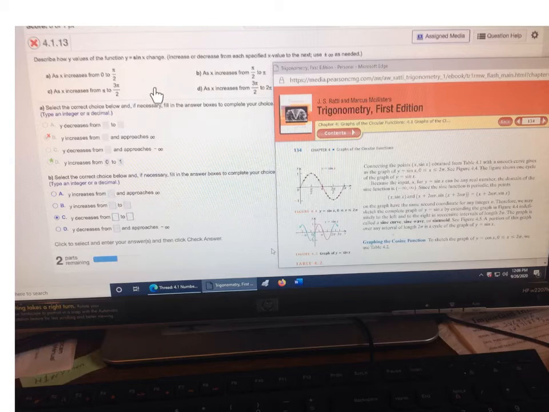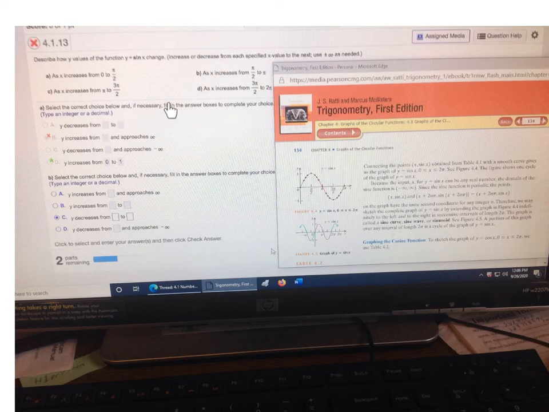Then for part B, as you go from pi halves to pi, the y value here is 1, and the y value comes down to here, which is 0. So the y value decreases from 1 to 0. And then they look here, the y values go from 0 to -1, and then -1 increases to 0.